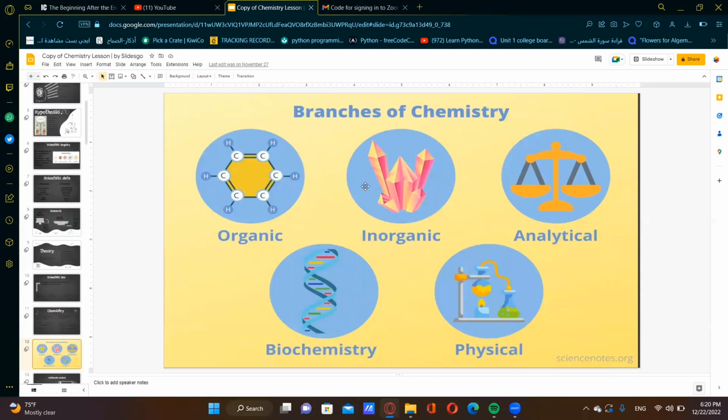What are the branches of chemistry? We have organic chemistry. It's a branch of chemistry that focuses on carbon, because organic means a compound or material that has carbon in it. Inorganic focuses on substances that do not have carbon in them. Then analytical chemistry, and then we have biochemistry, DNA, genes, etc. And then you've got physical chemistry, which, from what I heard, is the hardest branch of chemistry.